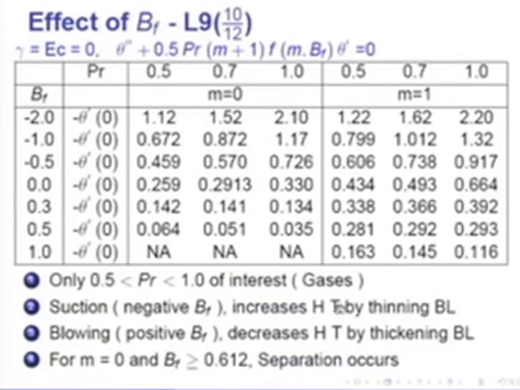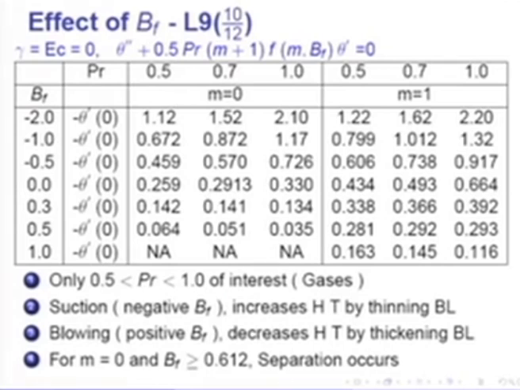Now, we look at finally the effect of BF, the suction and blowing parameter, and I am going to consider again the constant wall temperature and ignore viscous dissipation, but I will allow for the effect of M, the Prandtl number and BF. So, we are looking at 3 parameters here, BF, Prandtl number and M, and I am restricting this to the case of gases, because these BF cases are of interest in gas turbine cooling problems.